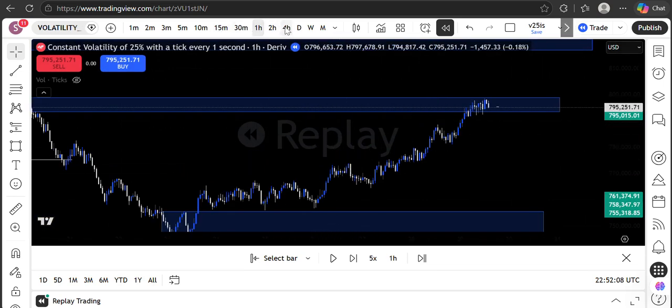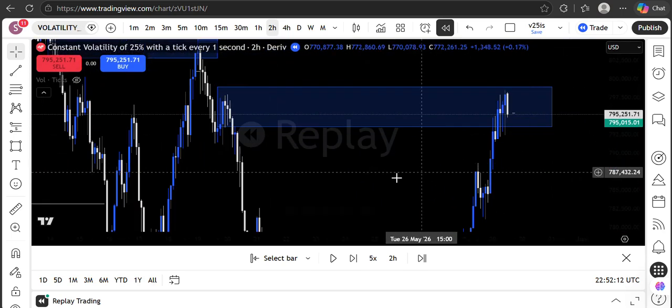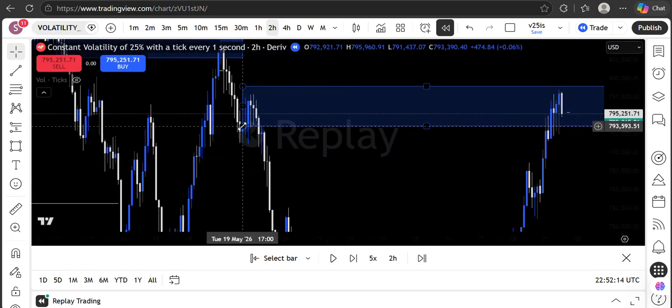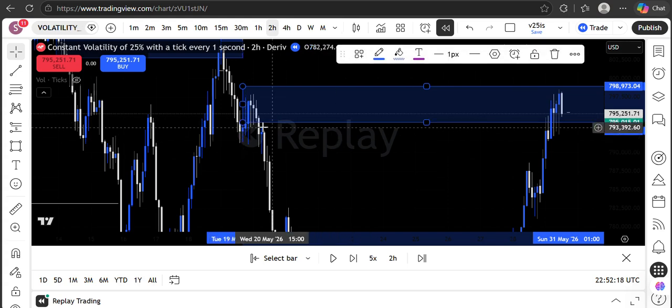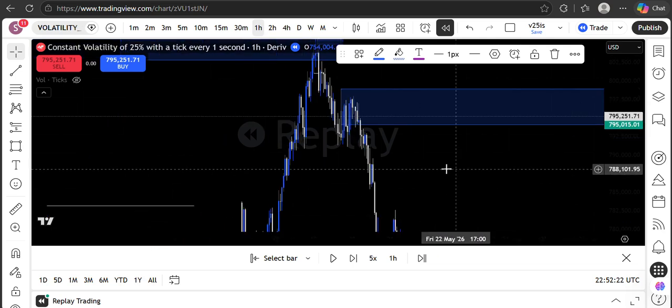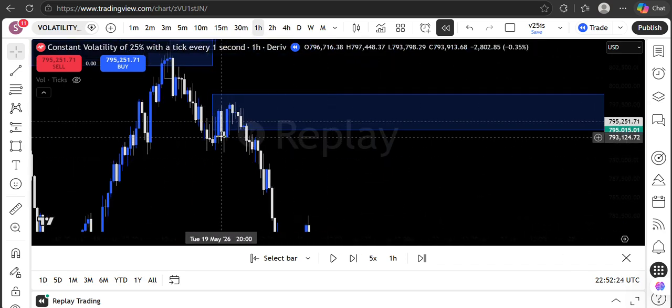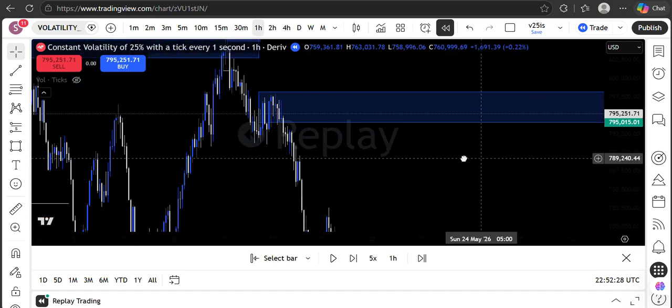So we can also look at the 2 hours time frame. So let's check the 2 hours time frame first. So 2 hours time frame, let's see if we can refine this zone further. Okay, just a little refinements here. So let's check the 1 hour time frame. So coming to our 1 hour time frame, there is nothing to refine, so we can just leave it like that.